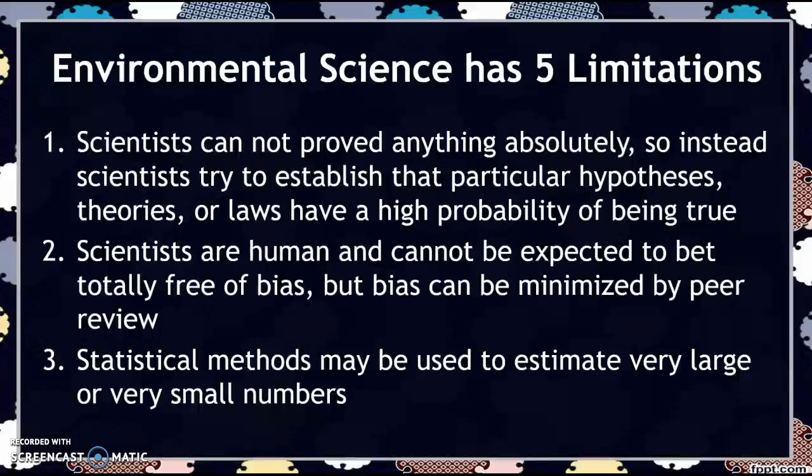Number 2, scientists are human and cannot be expected to be totally free of bias, but bias can be minimized by peer review. Number 3, statistical methods may be used to estimate very large or very small numbers. Like I was saying, we can't necessarily study wind patterns because it's too big. We can't count every single fish in a lake or in the ocean because it's not feasible. So we use statistical methods like probability or statistics to figure that out.